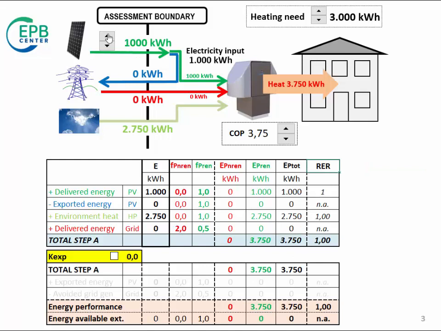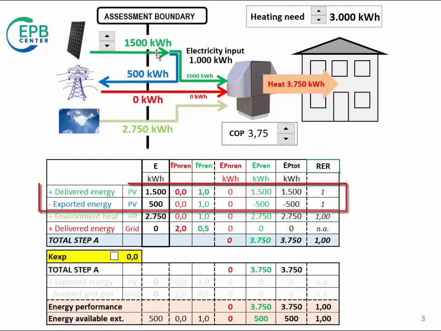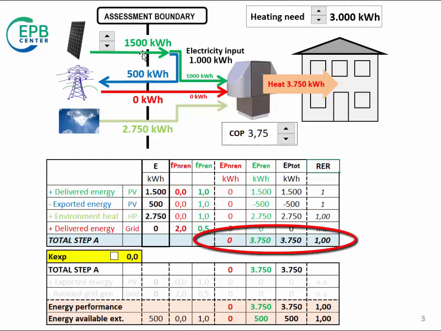If the PV production exceeds the heat pump input, then exported energy appears. Since we selected option A, we will evaluate the exported energy with the same conversion factor as the corresponding delivered energy, in this case PV. The excess PV production comes in and goes out, that is delivered and then re-exported with the same weighting factor. So import and export cancel out and there is no effect on energy performance.